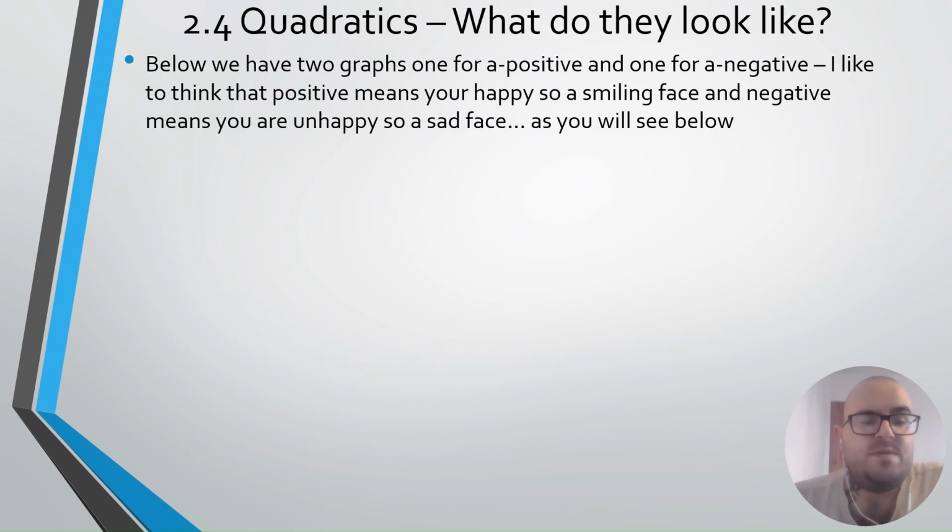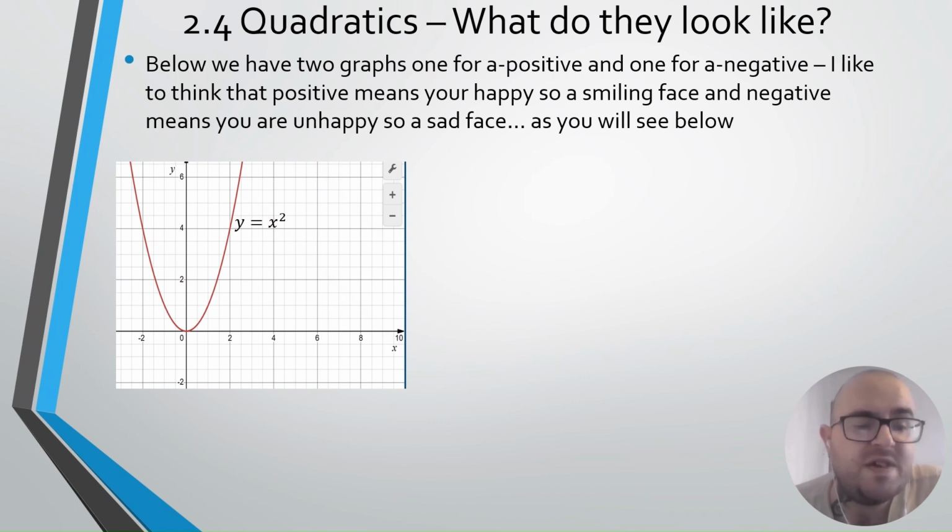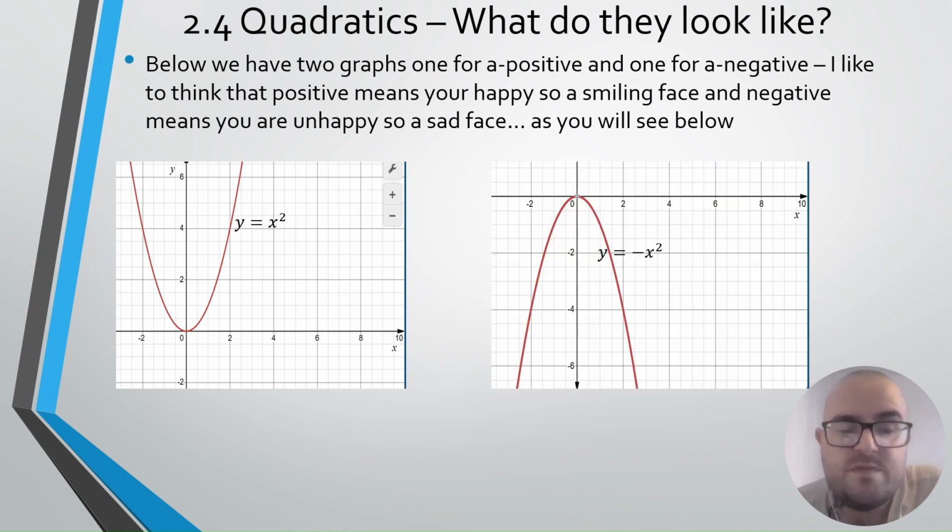What do they look like? So the way I think of it is you have x squared and that's a positive in front of the x squared, so you'll have a smiley face. And if you have negative x squared, it's like a sad face. If you're negative, you're upset and you have a grumpy face. So below, there's your positive smiley face, and there's your negative frowning face.